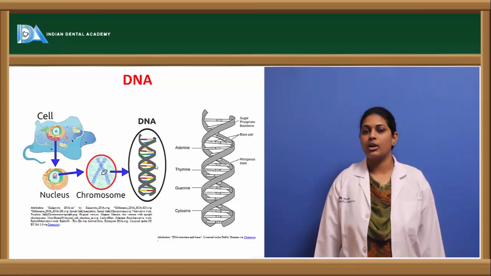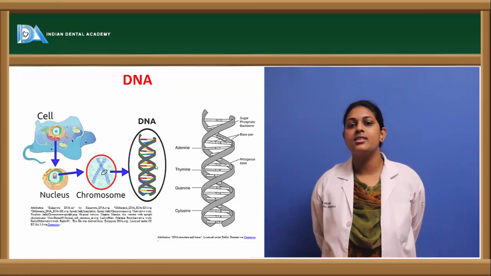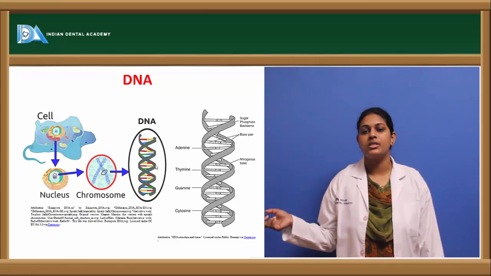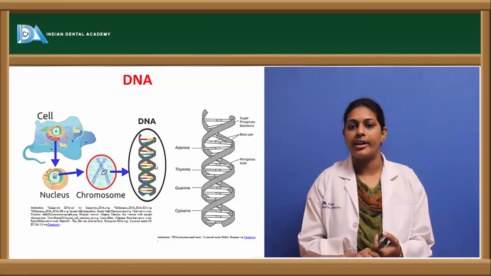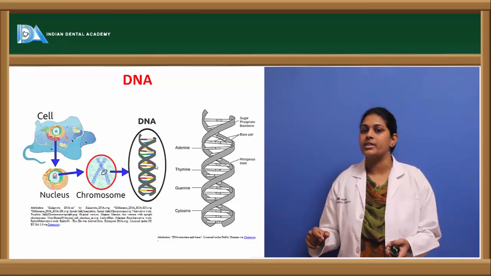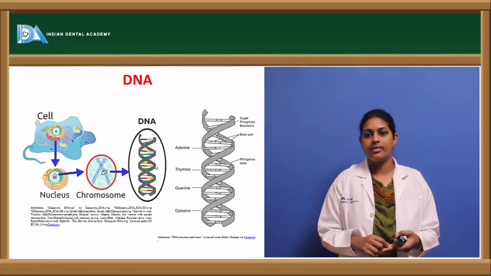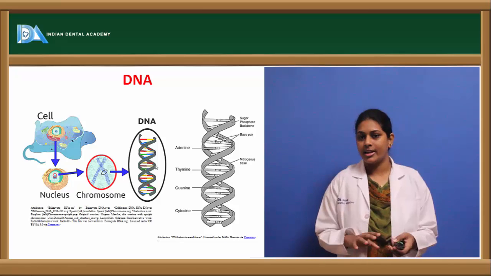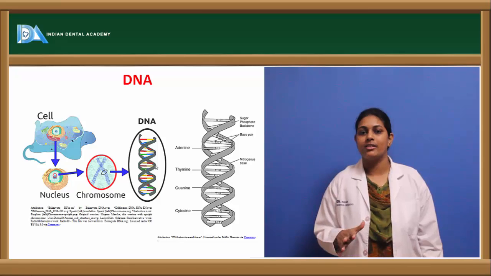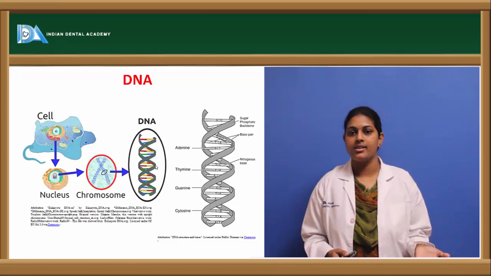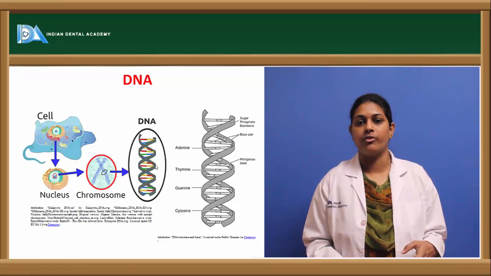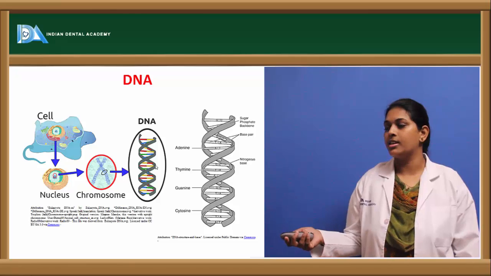So let's now discuss the DNA structure. DNA is a nucleic acid, and it is present in the chromatin. The chromatin threads, or chromatin filamentous structures, together form a chromosome. This chromosome is present in the nucleus, and the nucleus is situated in the center of the cell. So this DNA is present in the chromosome, and it holds the genetic material of the body. So this is about the DNA.